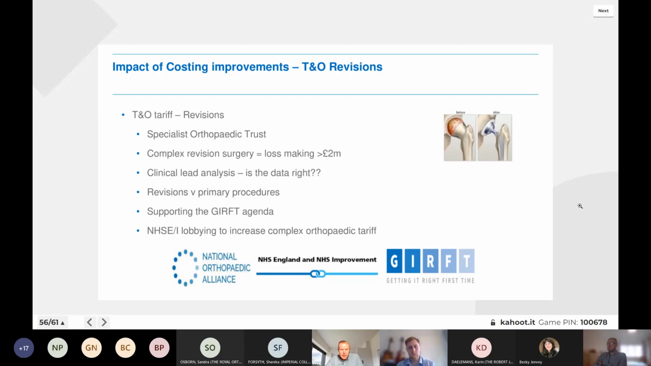So the first thing we did was we met with a clinical lead and checked the data, because we wanted to make sure it was right. He signed it all off that it was right. And then we looked at the cost of the complex revisions versus primary procedures, and we actually made a profit on those. So then what we did is we looked at it in terms of the GIRFT agenda.